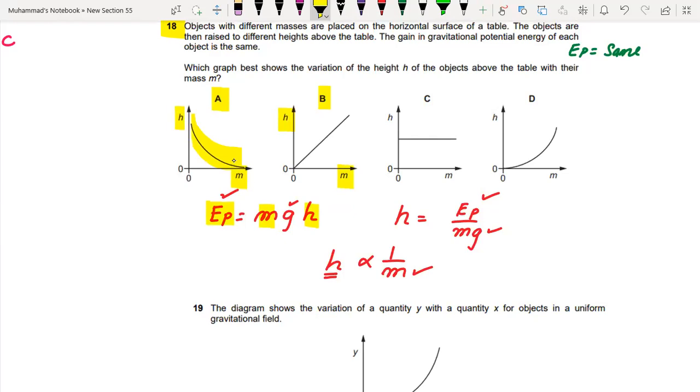Okay. So over here, in this graph, h is proportional to m square. This is the graph of m square versus h. And over here, h is constant. h is not changing with m.